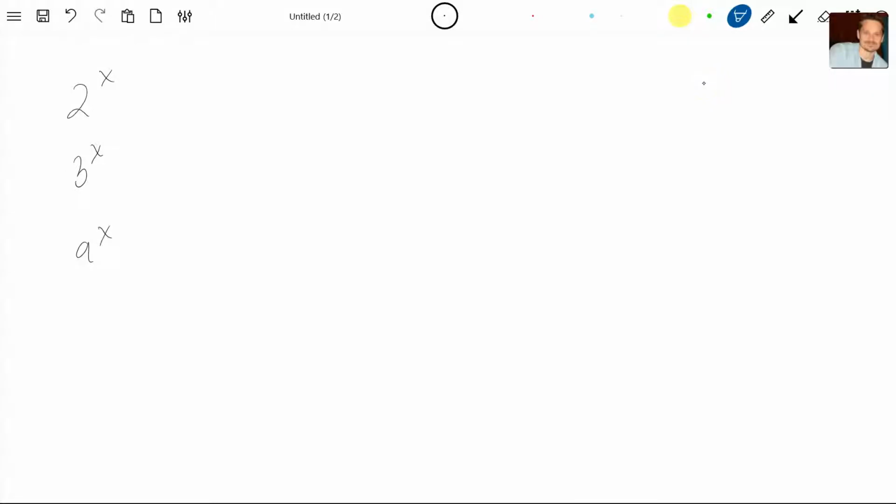Hello everybody, in this one we're going to take a look at writing series for 2 to the x, 3 to the x, and 8 to the x in general. And the question is, is there some simple rule that you can use to find series for these? Well, the rule is to understand the fundamental relationship between e and the ln function.